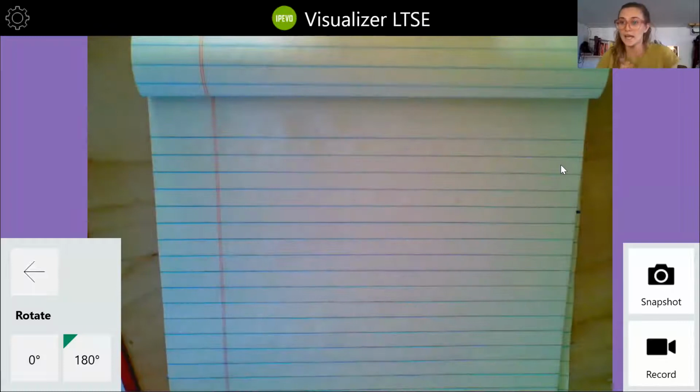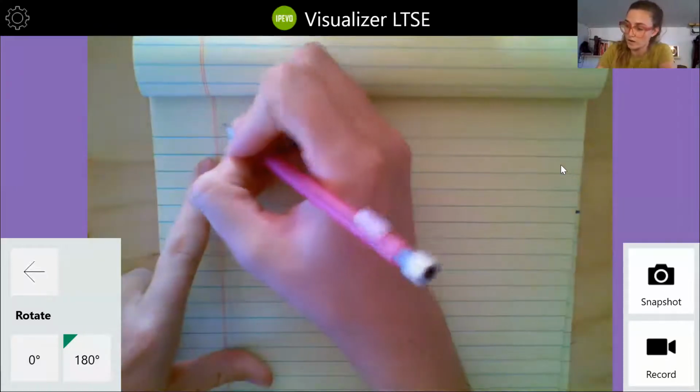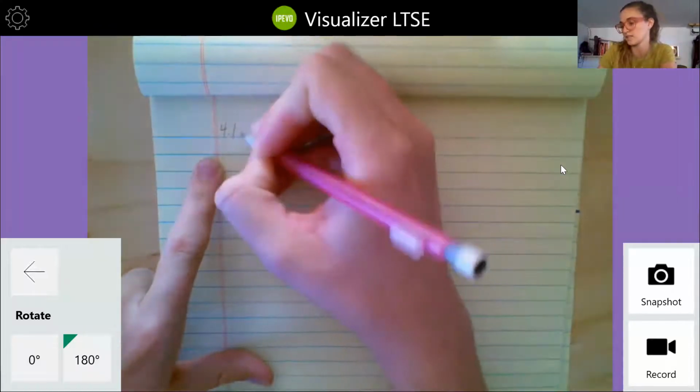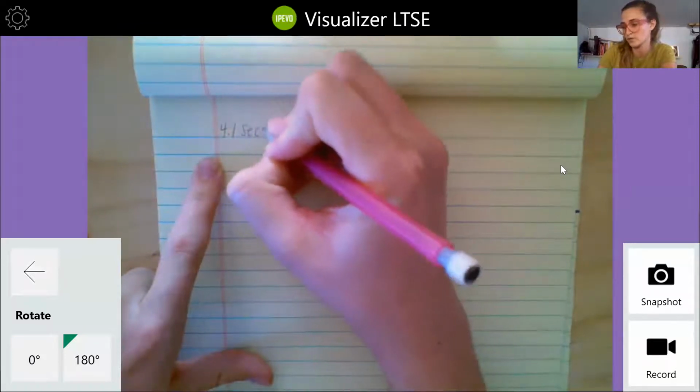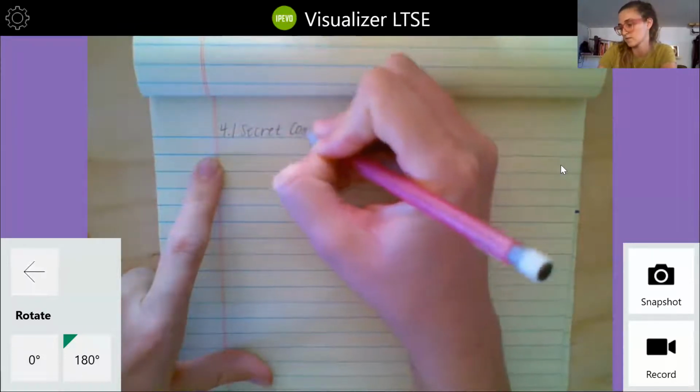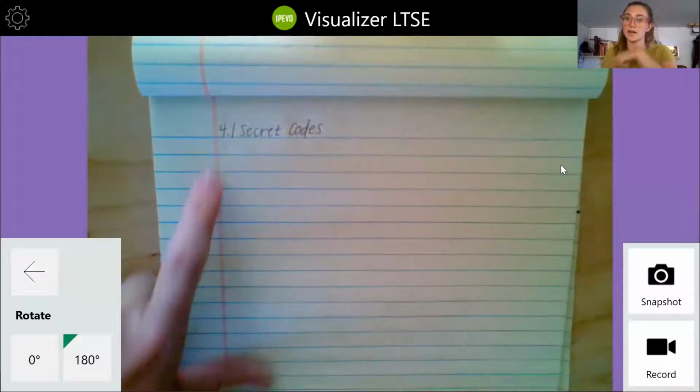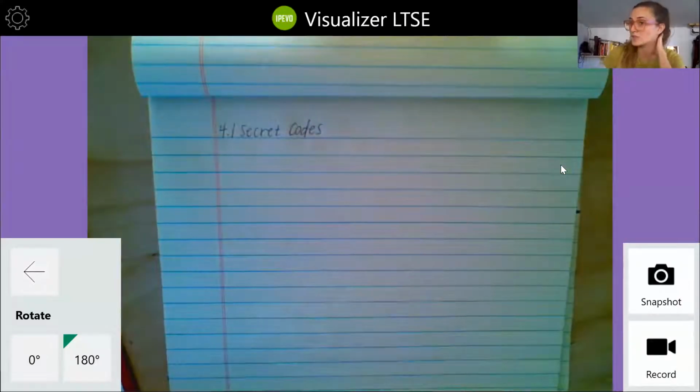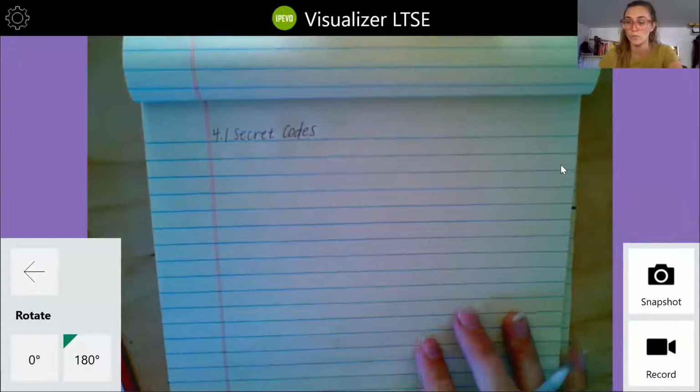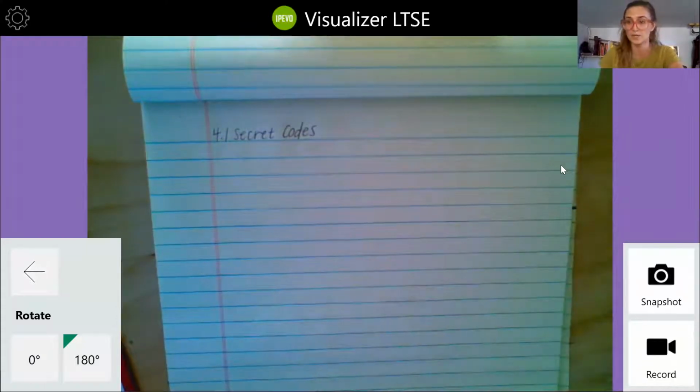So this is 4.1 secret codes. And it would be great if you followed along and took notes along with me. This will be helpful in solidifying these ideas.